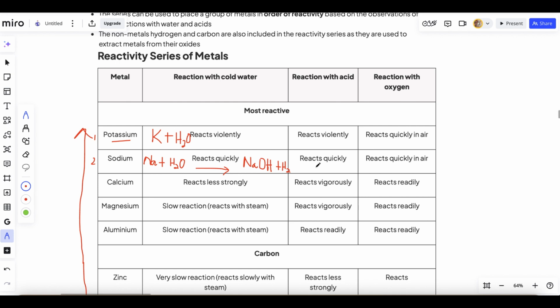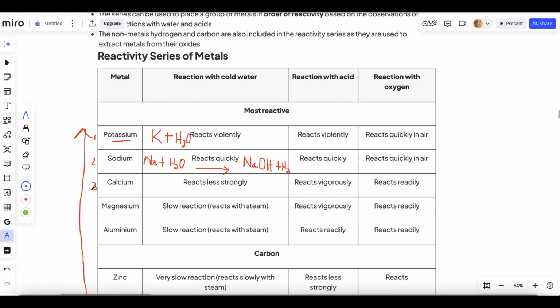Now when it reacts with acid, like hydrochloric acid, it will form what? Sodium chloride, like a salt. It will form a salt, sodium chloride, and hydrogen gas, right? When sodium reacts with oxygen, we form sodium oxide, which is a basic oxide. Sodium oxide is a basic oxide. Is that okay?